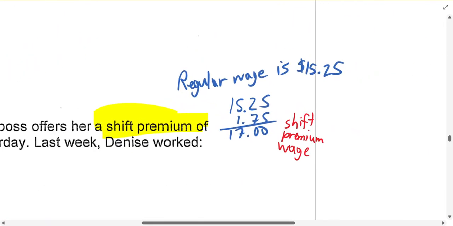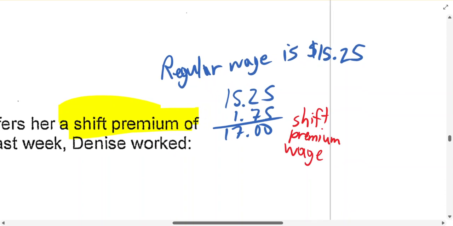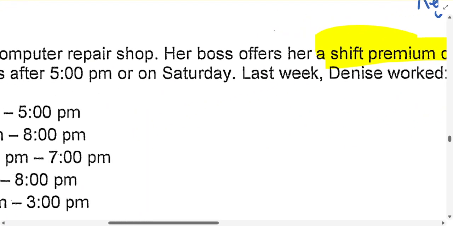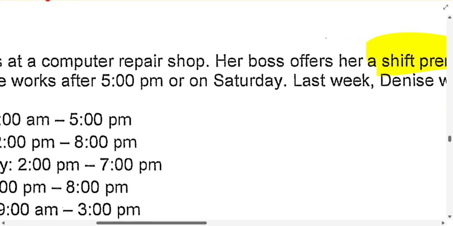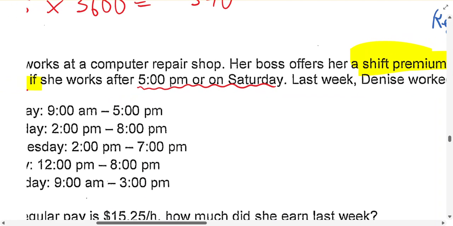Okay. So just write this down right over here. Regular wage is $15.25, and so we get $17 an hour for the shift premium wage. That only applies when she's working the shifts that Saturday or after 5 p.m. Okay, so you have to go after 5 p.m. or Saturday. That's super important to note.